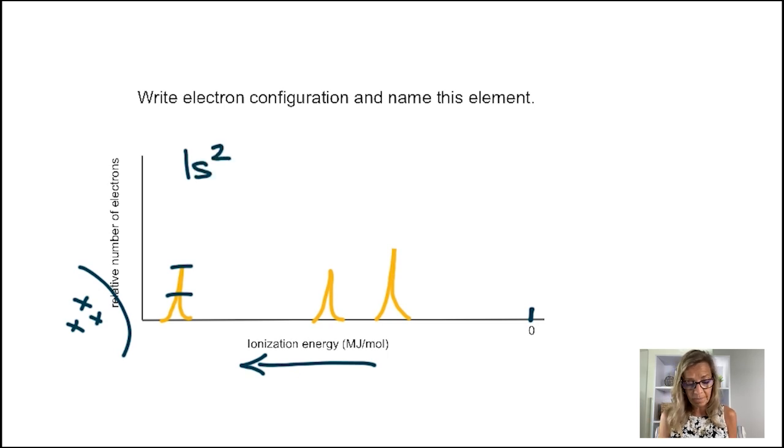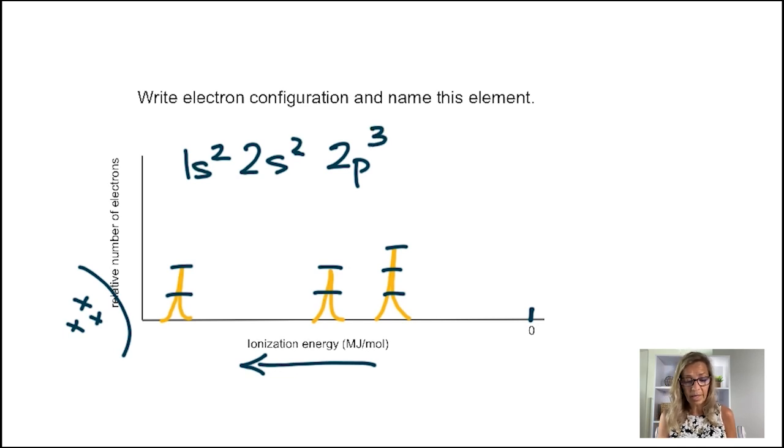So 1s2. The next one is 2s, right? And that looks like the same height, so let's go with 2s2. And then the next orbital available is the 2p. Now how many electrons? Well, if that's 2, that looks like 3. So let's go with 2p3. Can you figure out that element? Well, add up those electrons, right? 2 plus 2 plus 3 is 7. So this is nitrogen.